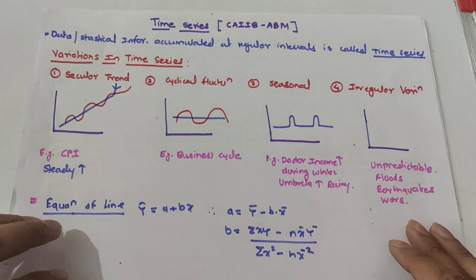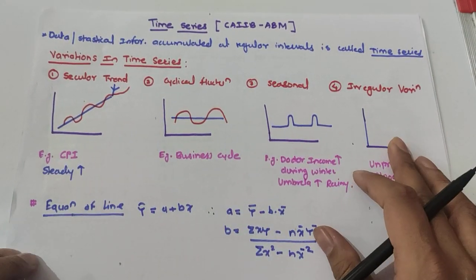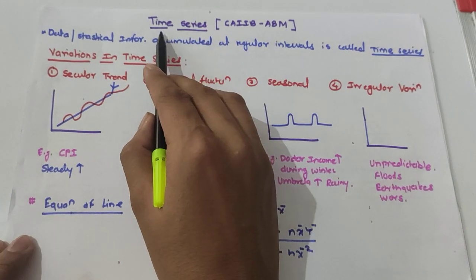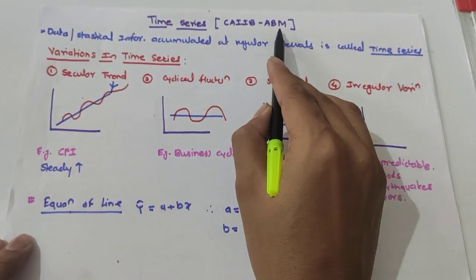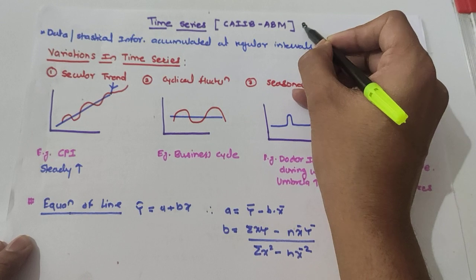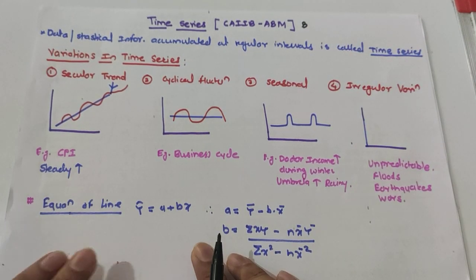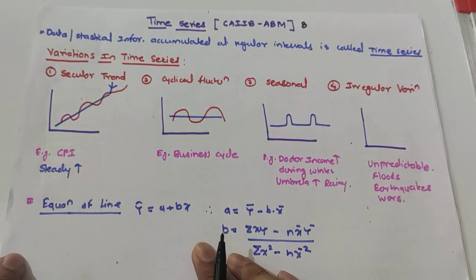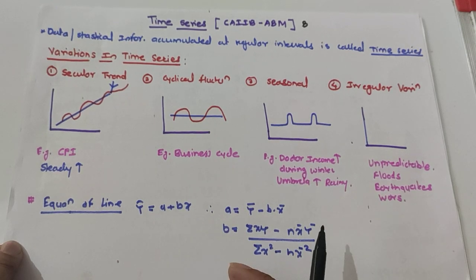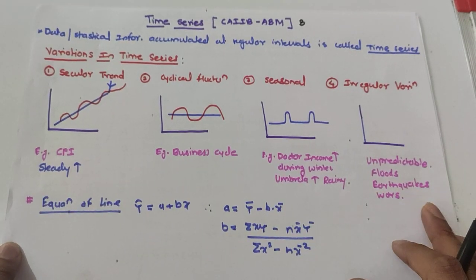Hello friends, today in this video we will cover time series. Time series, that is CAIIB, ABM and module is module B. So in this video we will first see some basic, some theoretical part, so that you can come to know what is the time series.